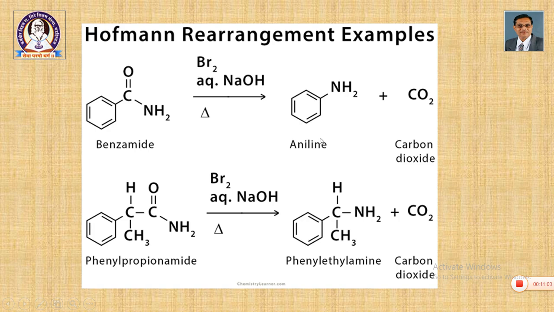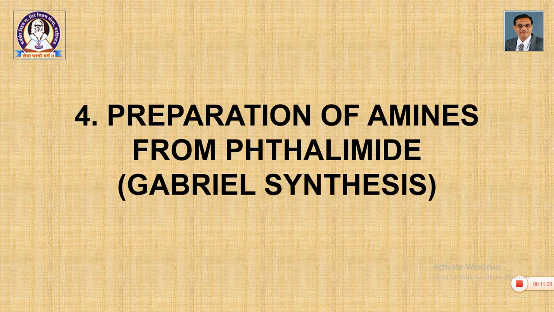So the general idea is amide is converted into amine. Aniline is the amino derivative, benzamide is the amide. Amide to amine by using bromine in aqueous sodium hydroxide medium. In this case also phenylpropanamide is converted into phenylethylamine, and again the same set of reagents is used, that is bromine in sodium hydroxide.